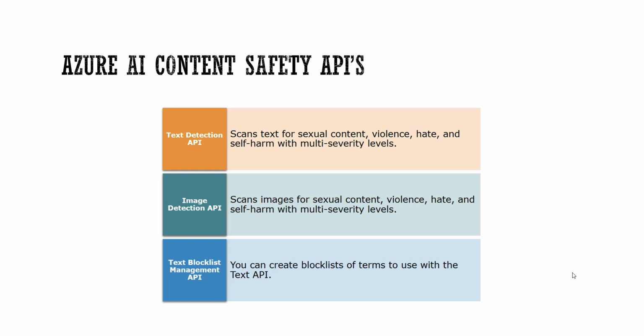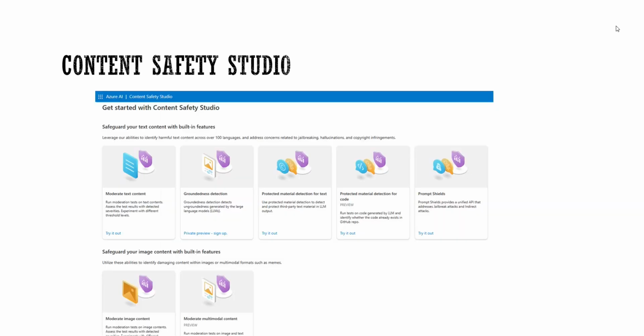And if you want to do the same thing for an image, we have an image detection API. The same thing we can do for the image. And when you want to do the multimodal, or you have a block list kind of thing, then you can use the text block list management API. So these three APIs are used in content safety to create responsible AI solutions, along with the four severity levels.